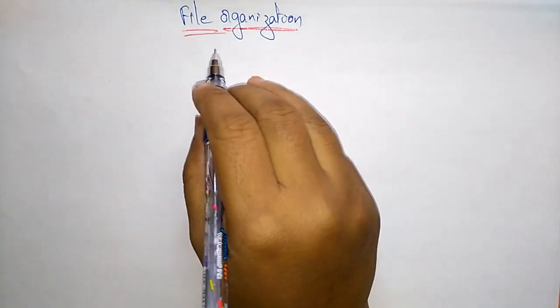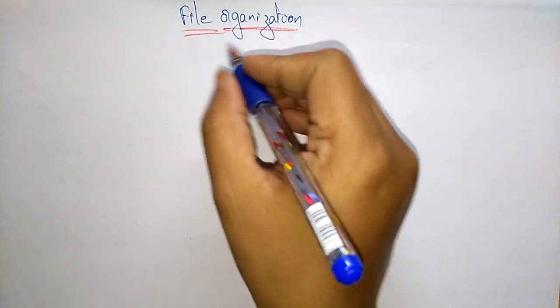Hi students, coming to our next topic, that is file organization. So let us see how the files are organized in a database management system. Actually, a database is a collection of files.